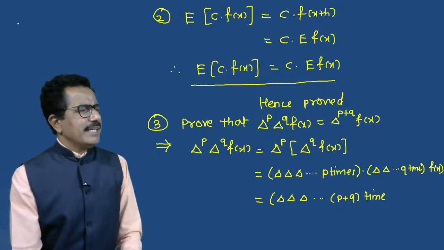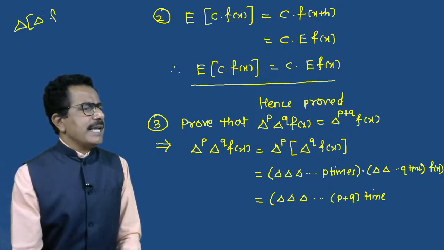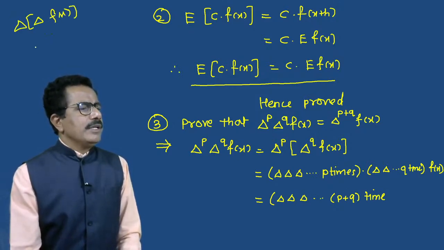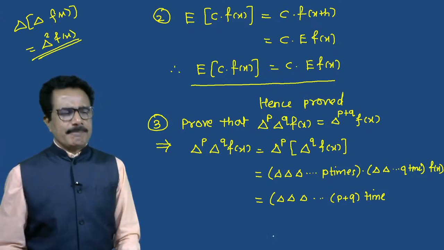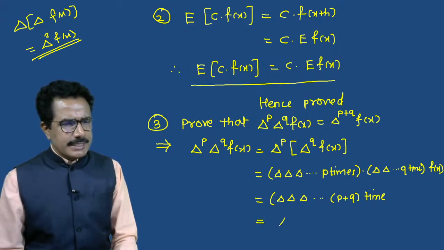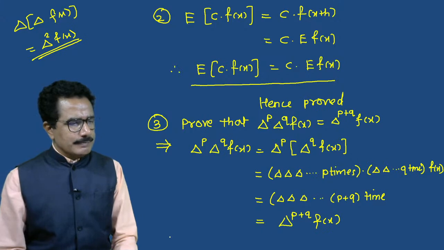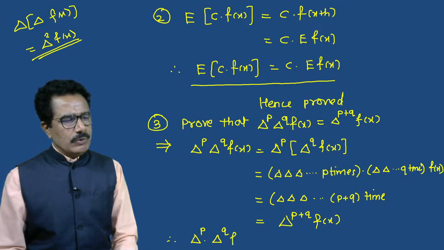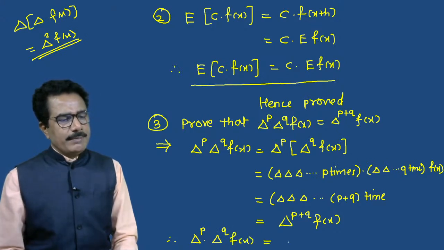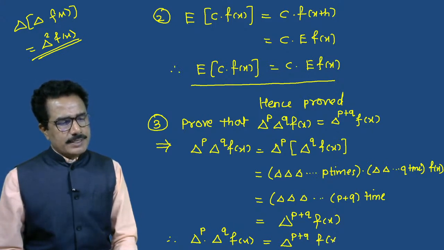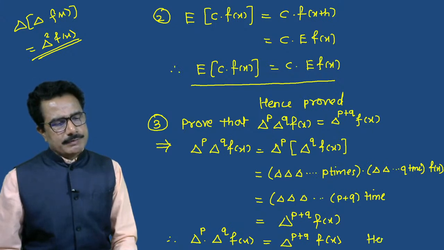You know that delta of delta f of x, so we can write delta square f of x in this way. So we can write this as delta raised to p plus q f of x. Therefore, delta raised to p, delta raised to q f of x can be written as delta raised to p plus q f of x, and hence proved.